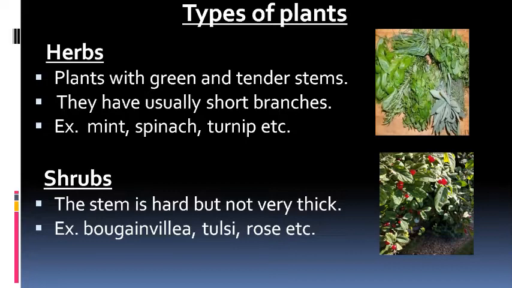So let's move to the next type of plant, that is the shrubs. Shrubs, we all know, have a height greater than the herbs, but their stem is hard but not so thick. For example, bougainvillea, tulsi, rose, etc.